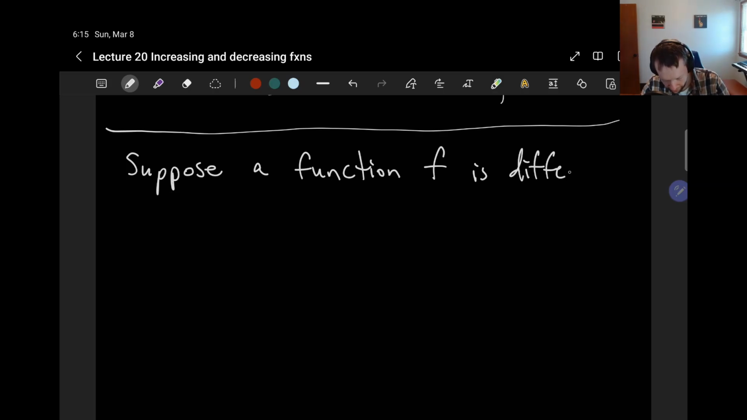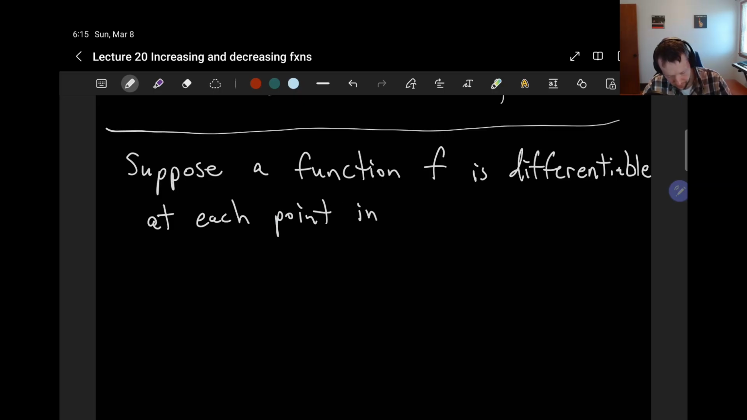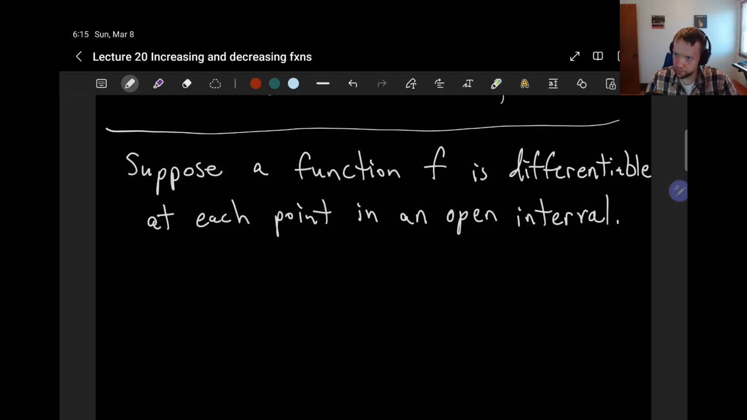So suppose a function f is differentiable at each point in an open interval. Remember, differentiable is a big word that just means you can take the derivative. The derivative exists. And we need that because we're going to use the derivative. So we need the derivative to exist at every point in an open interval. So that's pretty typical for our problems. It's pretty rare that we would not have that.